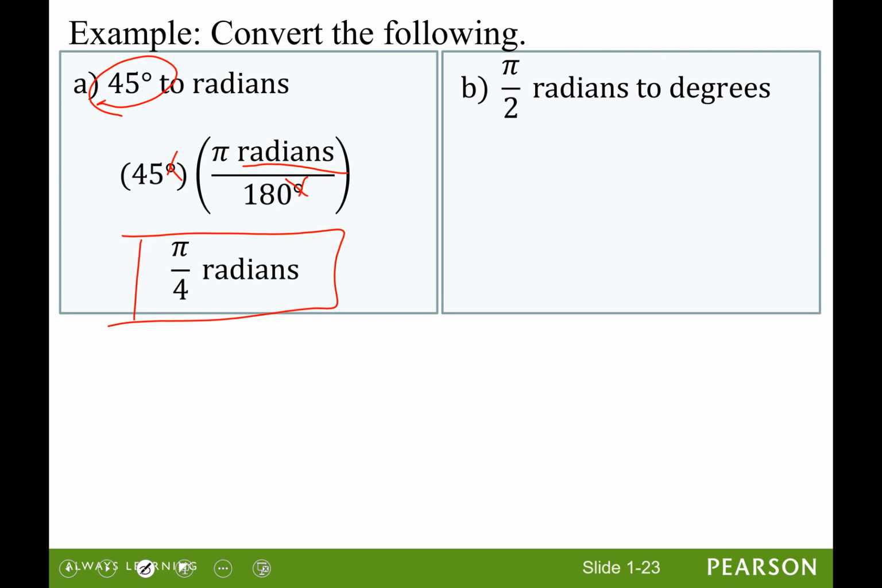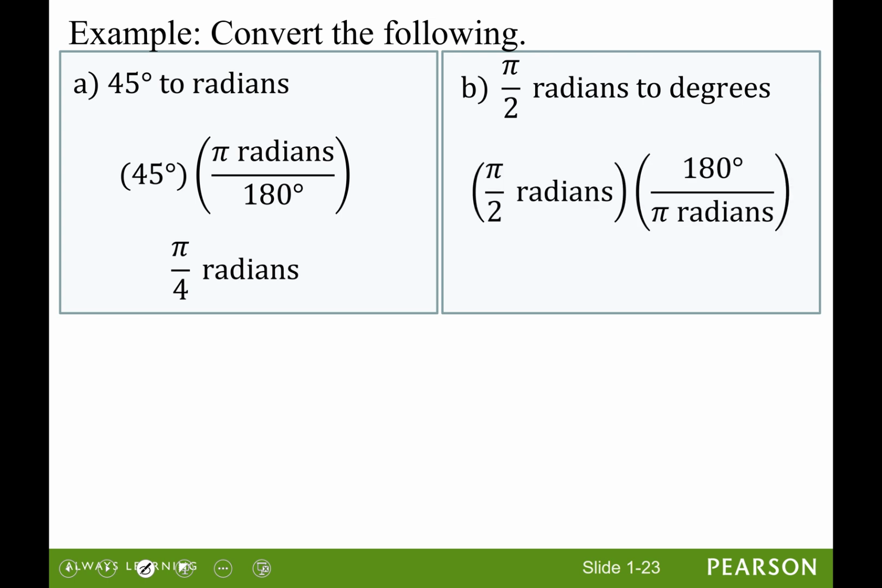All right, let's try the opposite route. We're given pi over 2 radians, and this time we want to know what that is in degrees. Now, if you don't have the figure and you don't have the table, what you do is take your pi over 2 radians, and this time you multiply it by the inverse. Okay, you flip these two. 180 degrees is on the top, and pi radians is on the bottom this time.